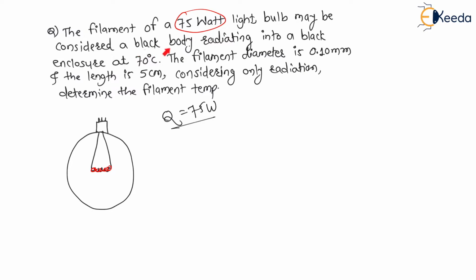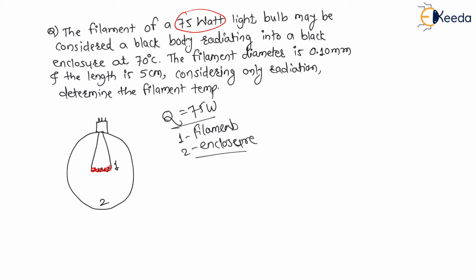Let us say this filament is considered as body 1, and this enclosure, this complete space, I am considering as body 2. There is a radiation heat transfer between this filament and this enclosure. Here 1 is the filament, and 2 is the enclosure. Then this enclosure is at temperature 70 degrees Celsius.